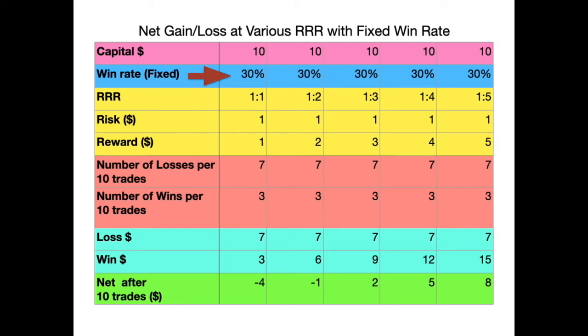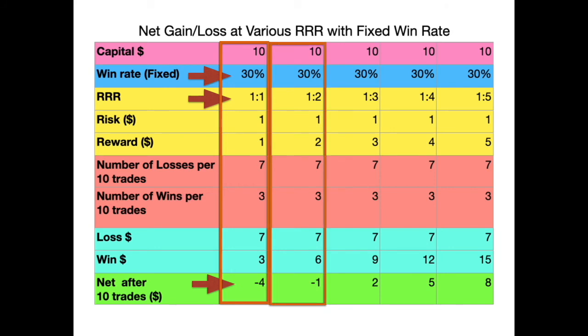If you use a risk to reward ratio of 1:1 in your trade, while your win rate is only 30%, you will incur a net loss of $4 after 10 trades. So that's a 40% drawdown on your portfolio after 10 trades. Now, if you used a RRR of 1:2, your net loss is at $1. However, if you used a 1:3 RRR, while your win rate is 30%, you would have gained $2 after 10 trades. So that's a 20% gain, and it's not bad at all, considering that your win rate is not really very high at 30%.